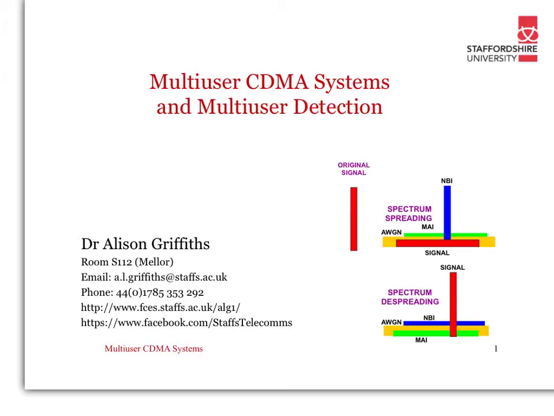Contact details are given here, and today I'm going to talk about multi-user CDMA systems and multi-user detection. I'm going to show how we can send an original signal across a shared channel with lots and lots of other users. We're going to spread that signal so it's nice and wide, as shown here. We have other users sending information through this channel, and there will also be some narrowband interference, and I will show how we will recover this signal back again.